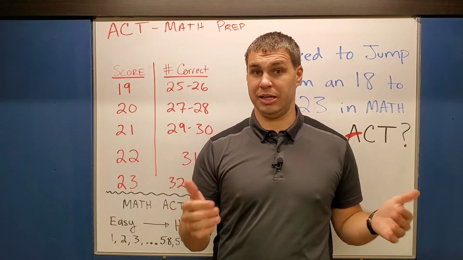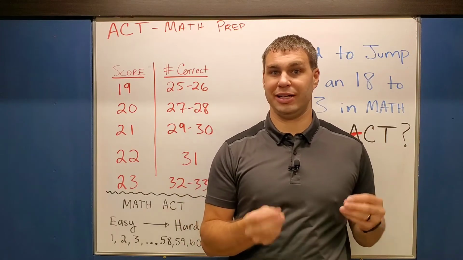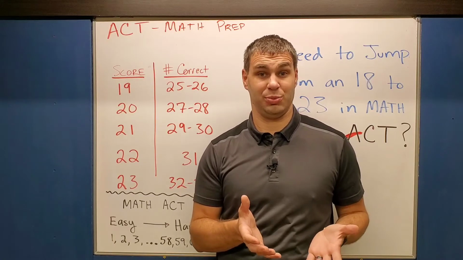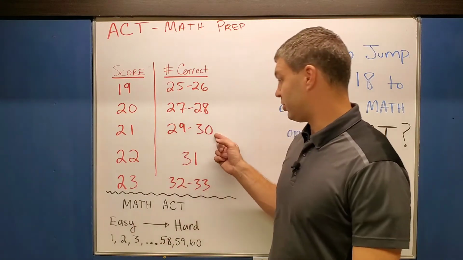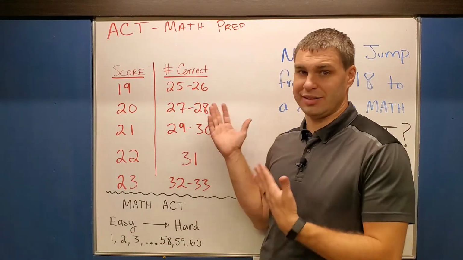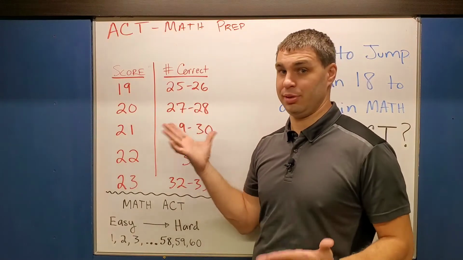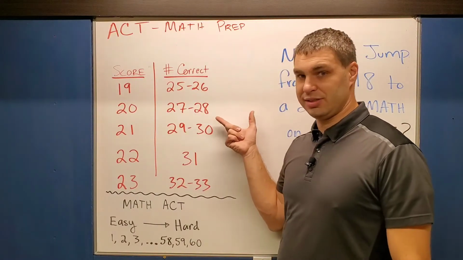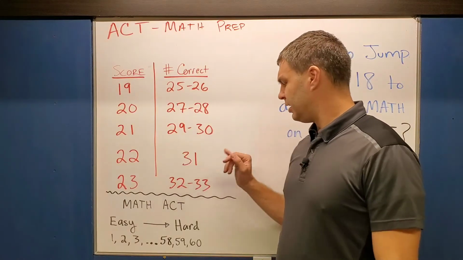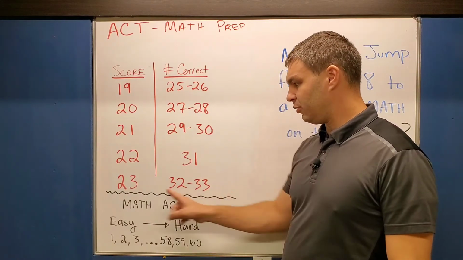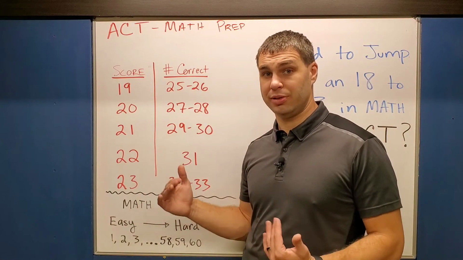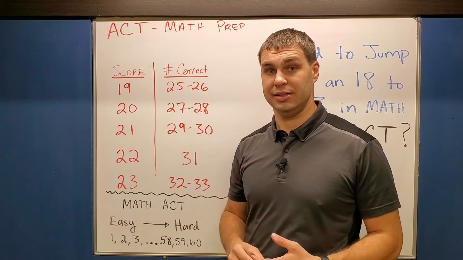Well, with a 1 out of 5 chance of guessing those correctly, that's another 6 questions that you probably got right. So again, that's 30. Let's maybe subtract a couple. We probably didn't get them all right. We're not perfect, but say 28, plus another 5 or 6. That gets us to a 33, which gets us to a 23 out of that 36 possible points on the math section of the ACT.